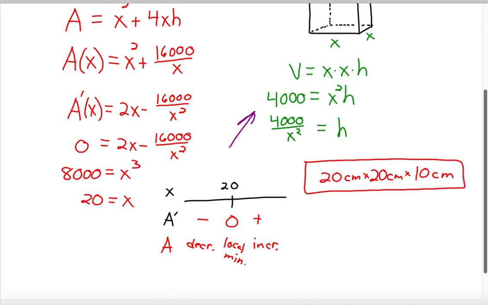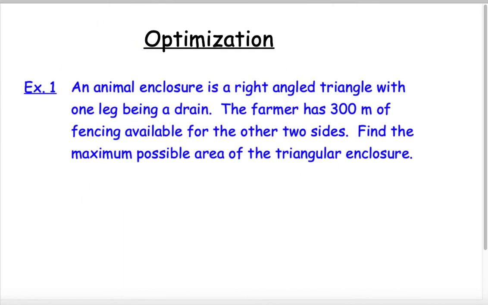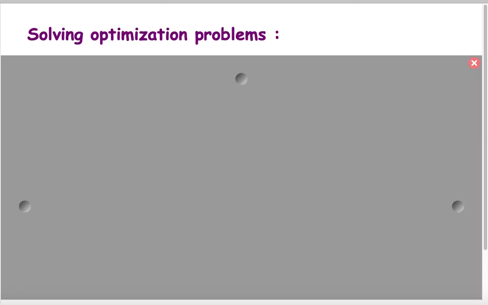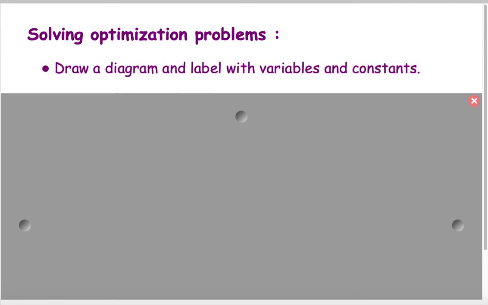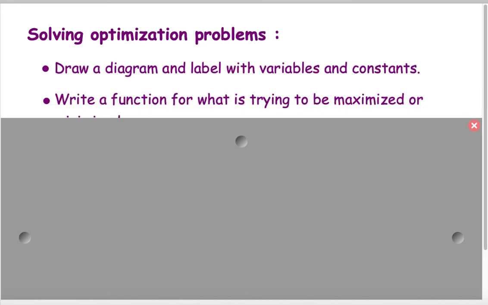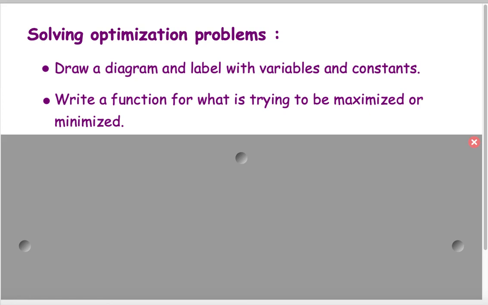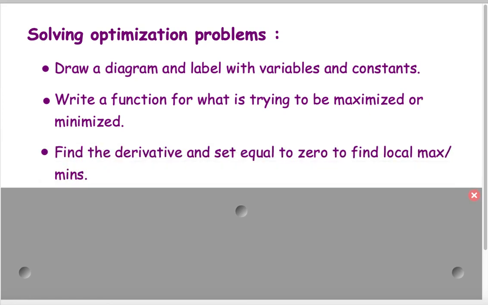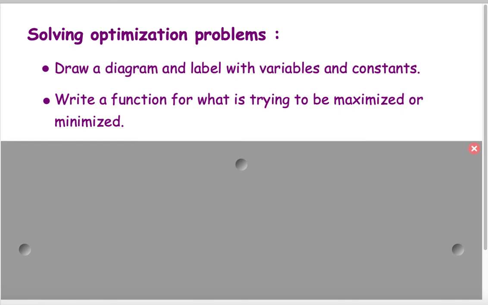And there it is. I could do a bunch more of these, but the best way to learn is just to practice. So here are the key steps when you're solving these problems. First step, draw a diagram, label with variables and constants. Write a function for what you're trying to maximize or minimize. And by the way, that function needs to be in terms of a single variable. So sometimes if it's not, you'll need to write another equation, solve for one of the variables, and substitute it into the function.